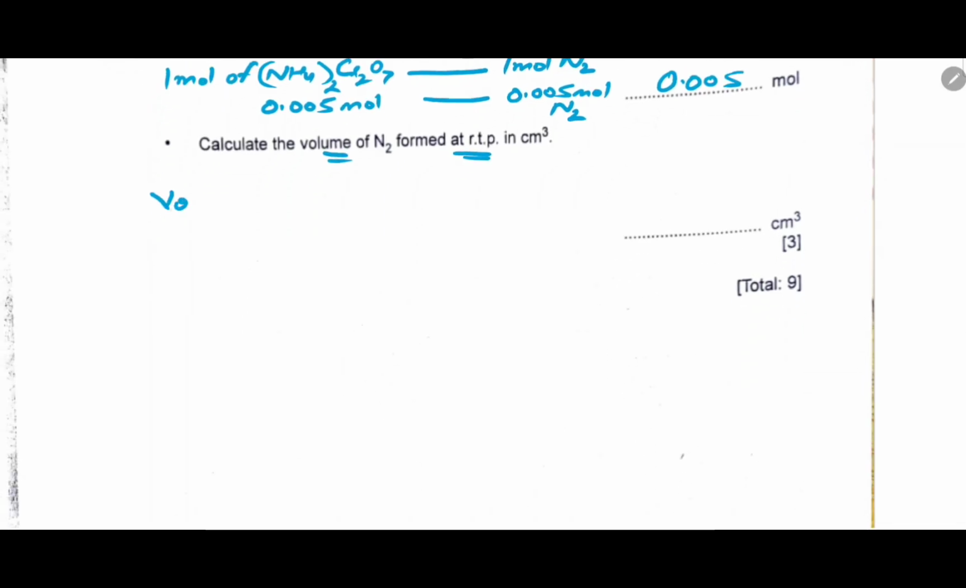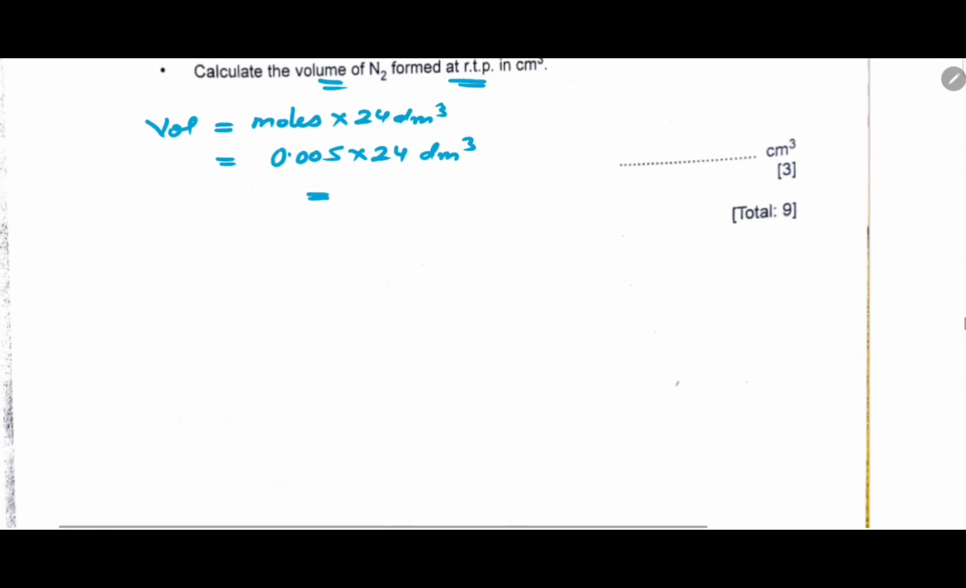Calculate the volume of nitrogen formed at RTP. In order to find the volume, the formula is moles into RTP volume, which is 24 dm3. What is the moles? Moles is 0.005 multiplied by 24 dm3. The answer will be 0.12 dm3, and I want it in centimeter cube, therefore I will multiply by 1000. What I will get is 120 centimeter cube. That should be the answer for this question.